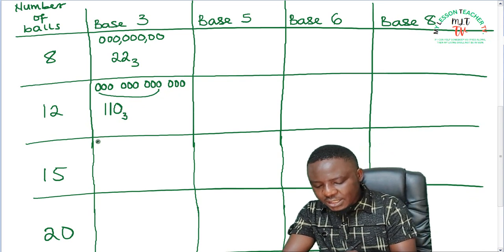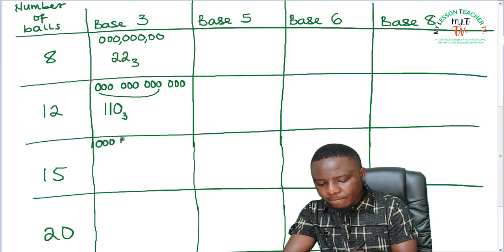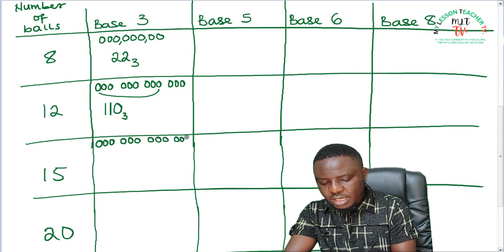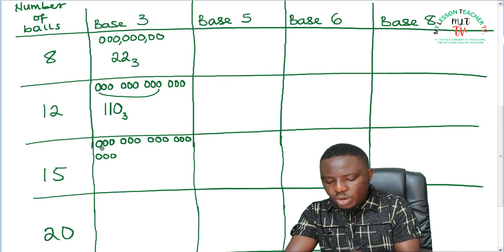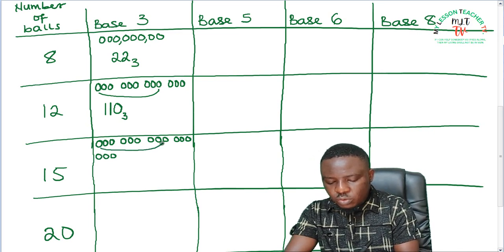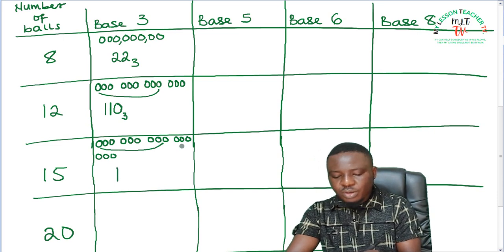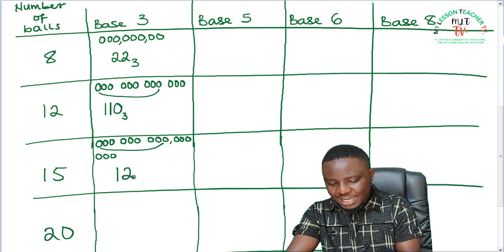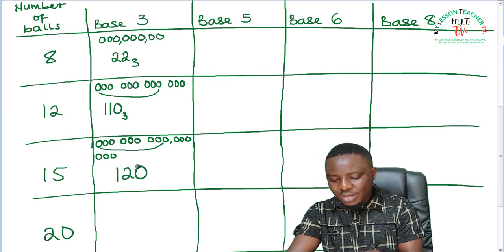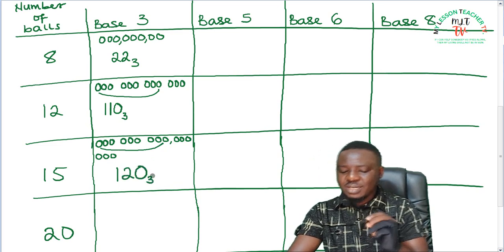15 can be written as 1, 2, 3, 4, 5, 6, 7, 8, 9, 10, 11, 12, 13, 14, 15. Now, they are all in groups of 3s. So we have a group of 3, which is 1. We now have another 2 groups of 3s and 0 remainder, all in base 3.